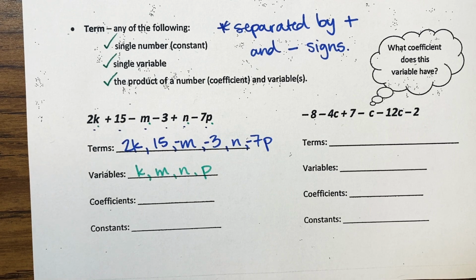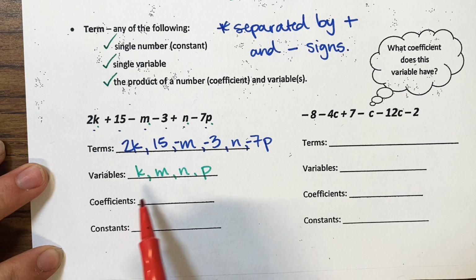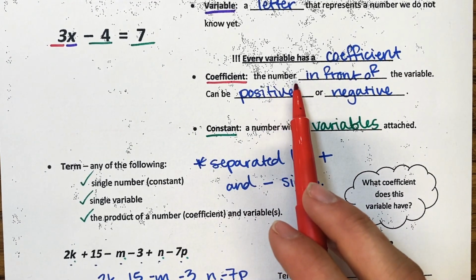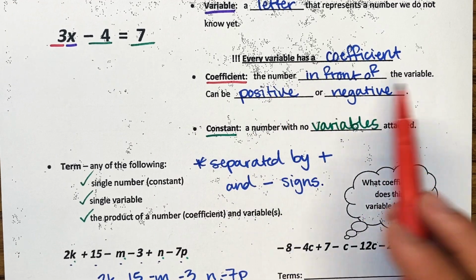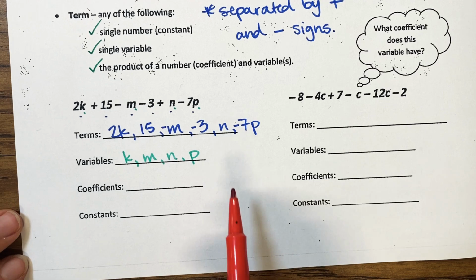Okay, what about our coefficients? Remember, coefficients, we need to look back up here. They're the one number in front of the variable. So what are our coefficients? What are some numbers that are in front of variables?